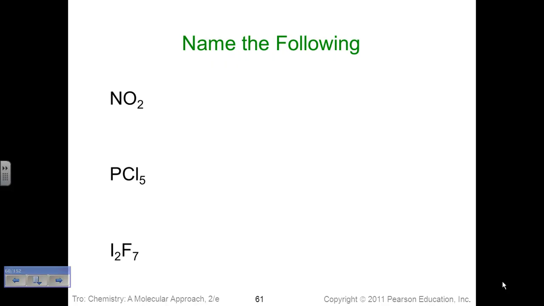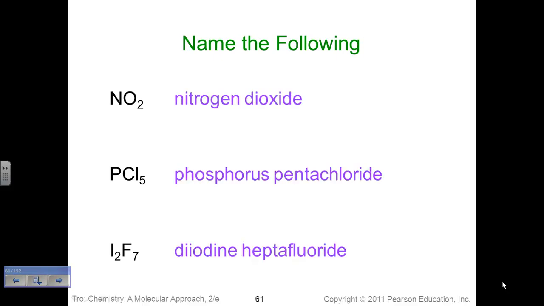Practice those skills with the following examples. Take the time to practice with your periodic table, looking up the names and formulas for the following compounds. Jot them on your notes. Start the video again when you're ready to check. Let's see how you did.